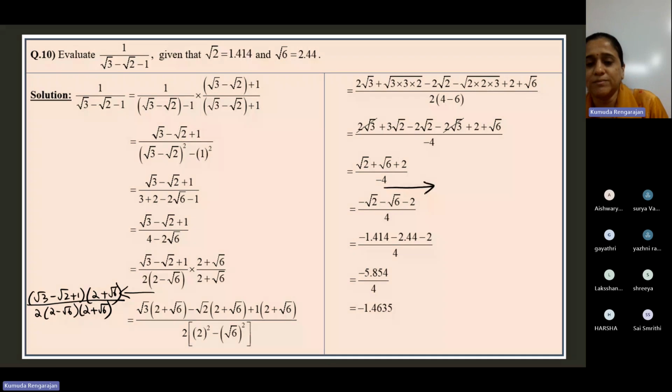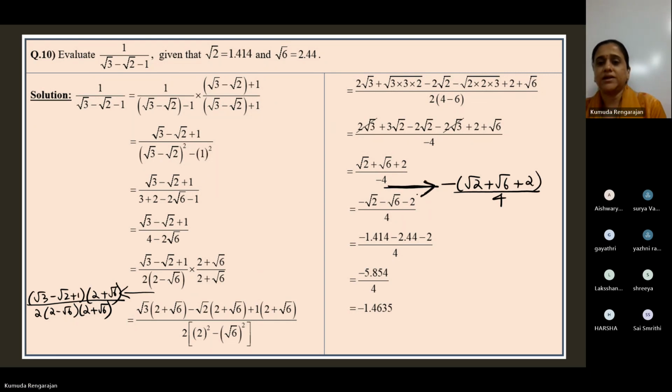You can include this step if you want. Take the minus to the numerator, so there will be minus of root 2 plus root 6 plus 2, by 4. So now when you open the bracket, it will be minus root 2, minus root 6, minus 2 by 4. Now use the values given in the question and simplify.